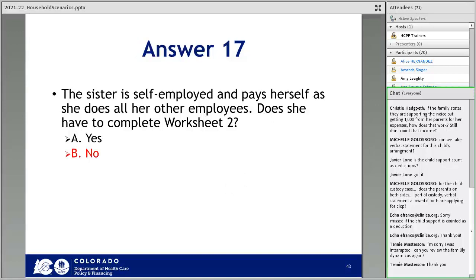Okay, so she does not have to complete worksheet 2. She gets a paycheck and she has a pay stub. So you can just include her employment income, even though it's an income from her own business, in worksheet 1, and then you would not have to complete worksheet 2.